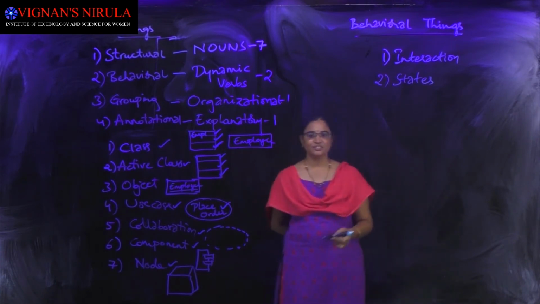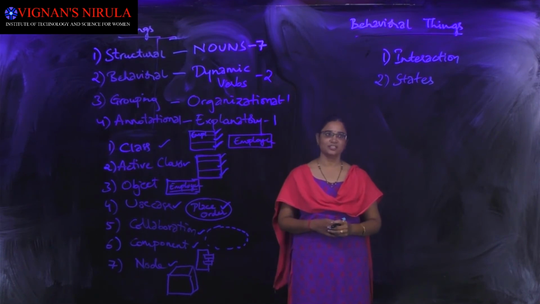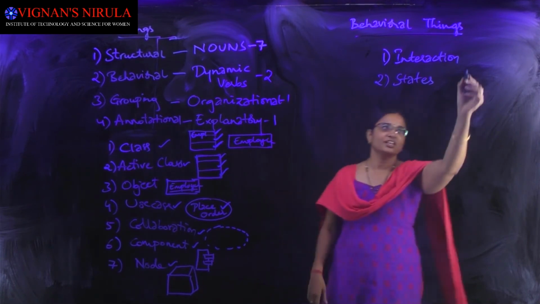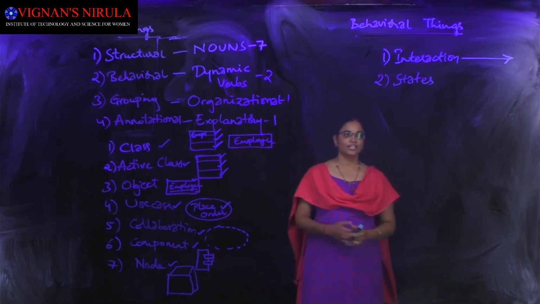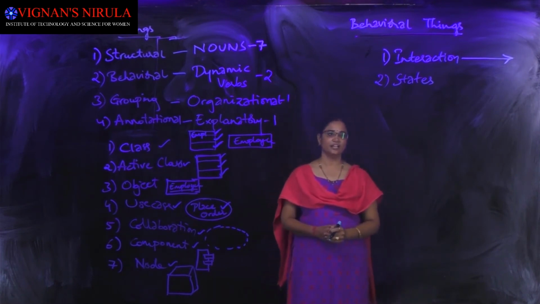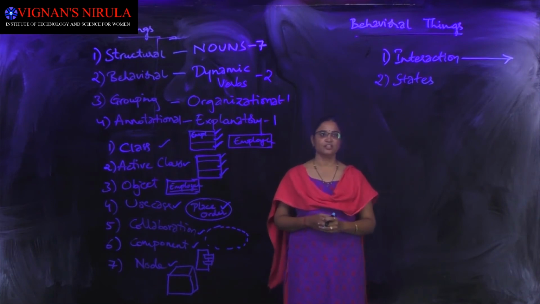Interaction is nothing but the interaction among the objects or elements that can be represented by using this interaction diagram. Interaction graphically is represented as a solid line with an arrowhead. It is used to represent the interaction among the objects for message passing. Such types of relationships can be represented by using this interaction diagram.